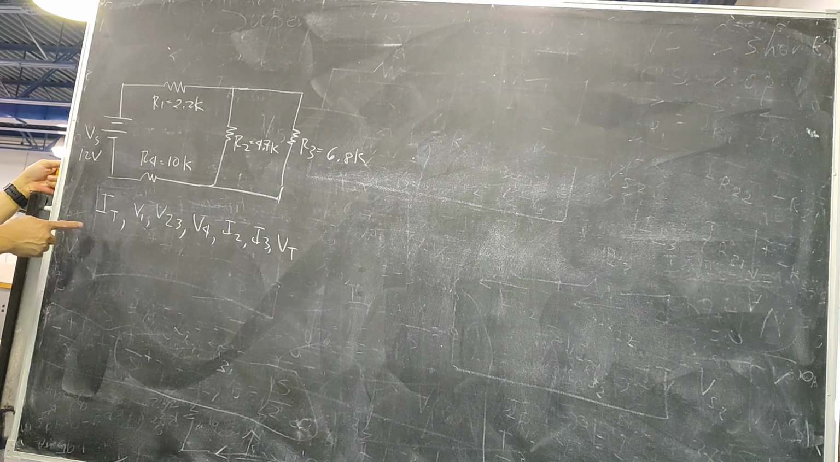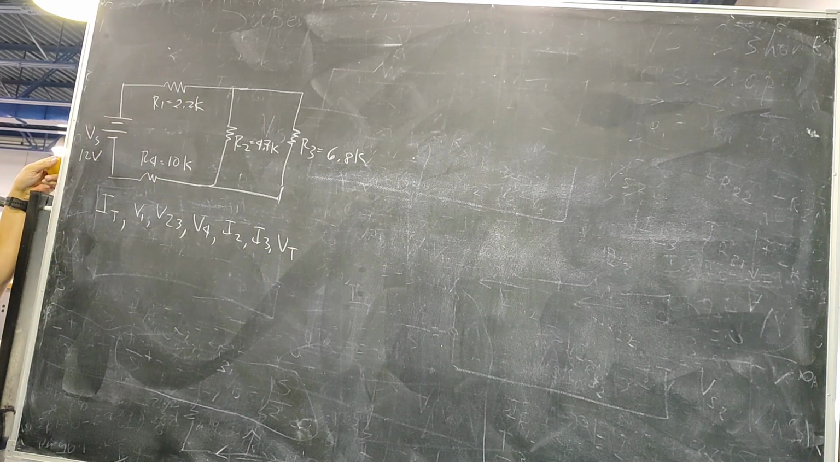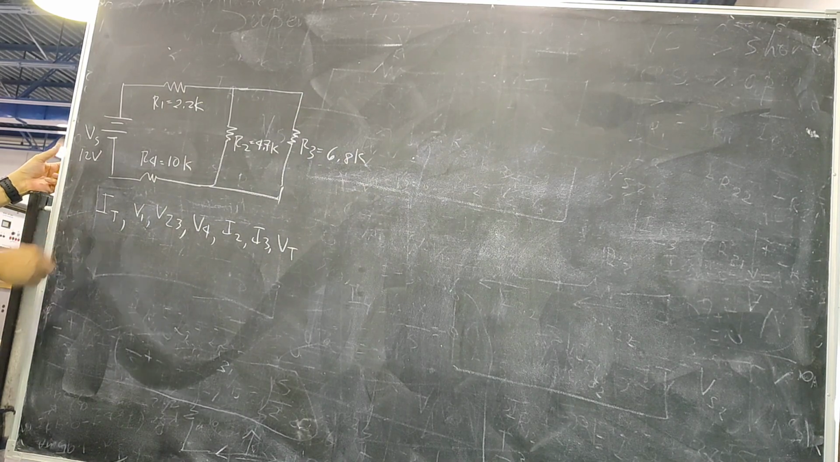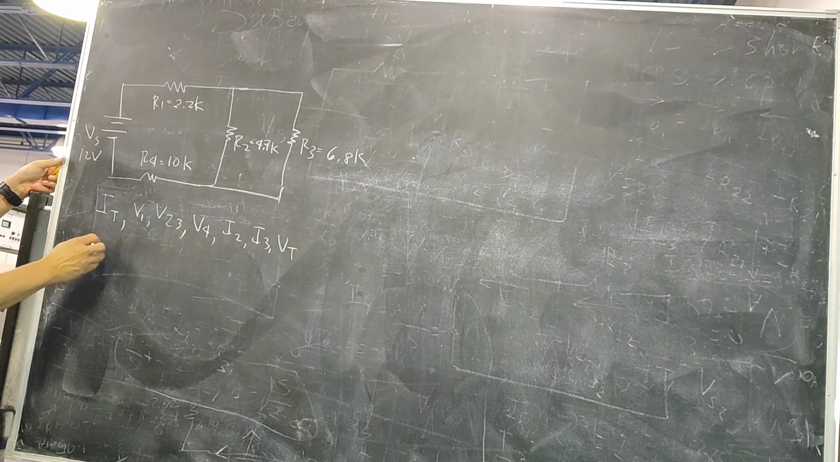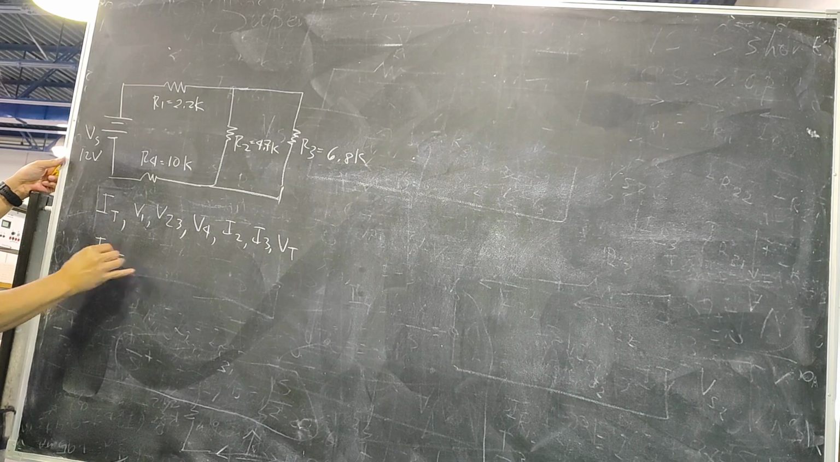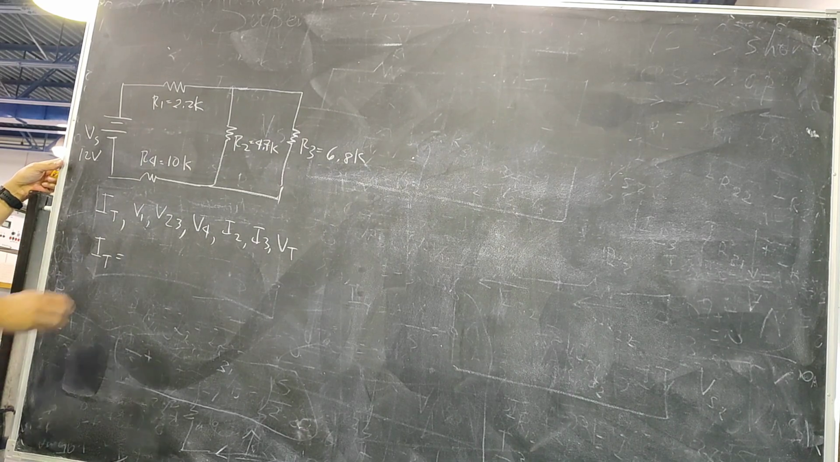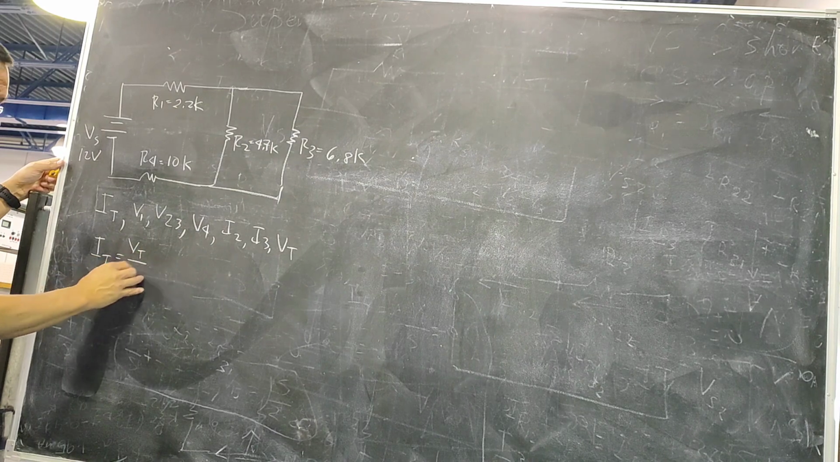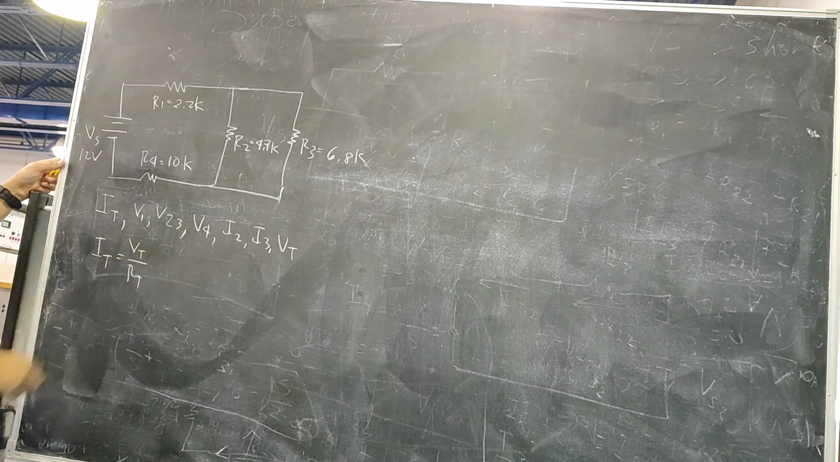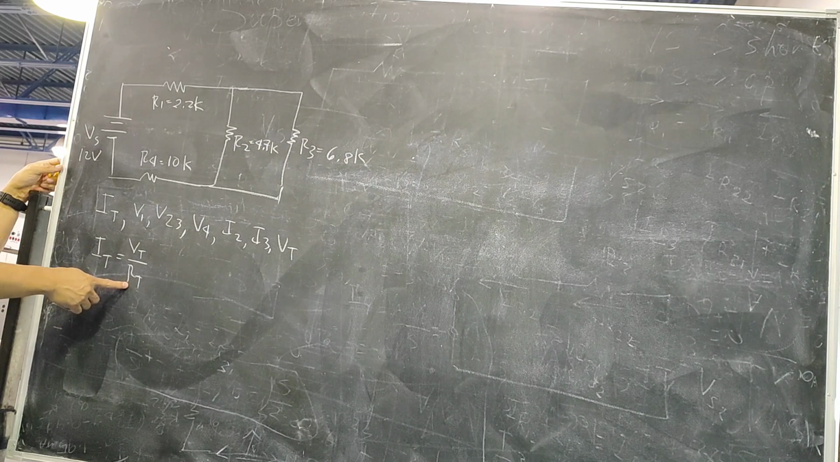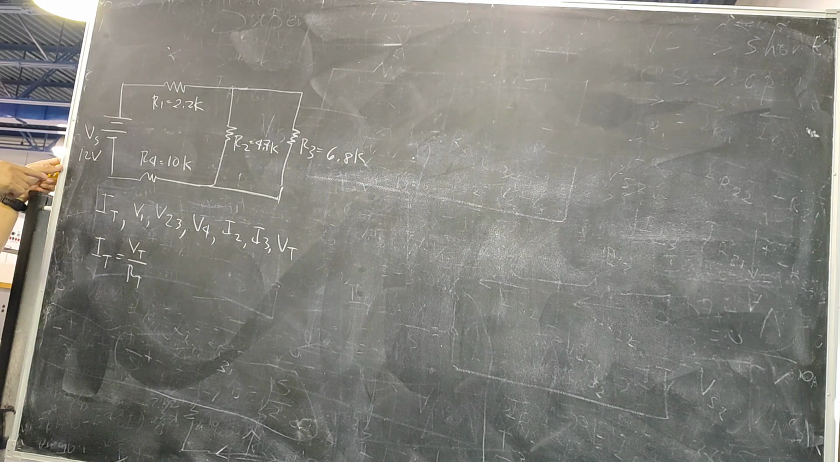So first, can we get I total? Yes, of course, because all resistors are given, and we have the source. So what is the first thing you need to calculate to get the I total? Let's write the formula for I total. That is V total or V source over R total. We don't have R total, so we can calculate R total. We have the V total.